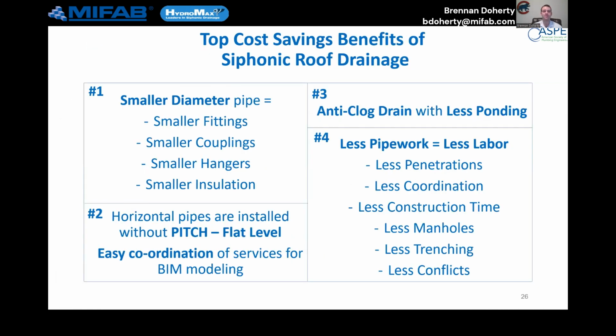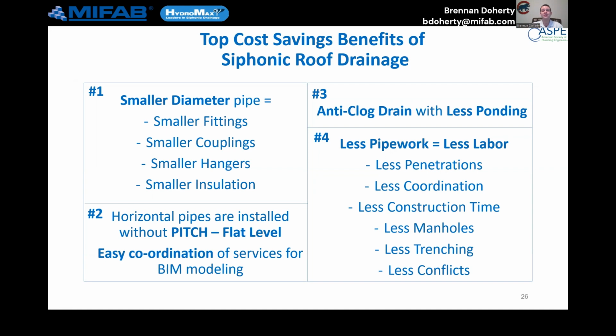Everything on one page, though. Not only is it smaller pipe, smaller fittings, coupling, hanger, insulation, anything on that PO is added to the cost savings. Number 2, flat pipe. It's going to make life easier for us, especially if we're Revit modeling. Now storm drainage has its own dedicated plane, the same as my HVAC, my electrical, my fire protection.